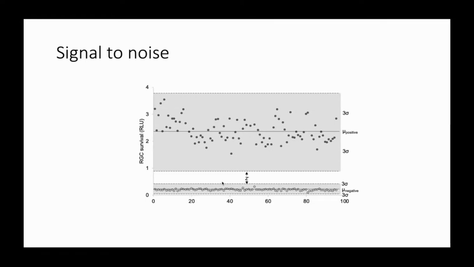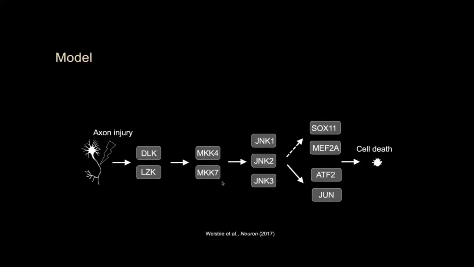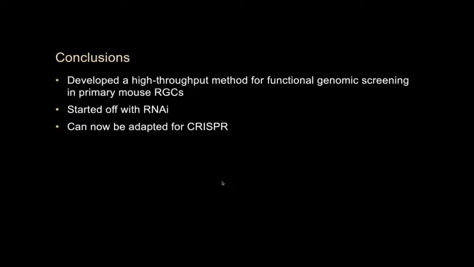So we are now in the process of screening a library that targets the mouse kinome to see if there are kinases that we missed with siRNA-based screening, either because of the noise or because we need a knockout rather than knockdown to see the biology. We're hoping that this new system allows us to identify new kinase targets. Using our prior system, we've developed this model of cell death in which injury leads to activation of DLK, LZK, and various downstream targets to mediate cell death.